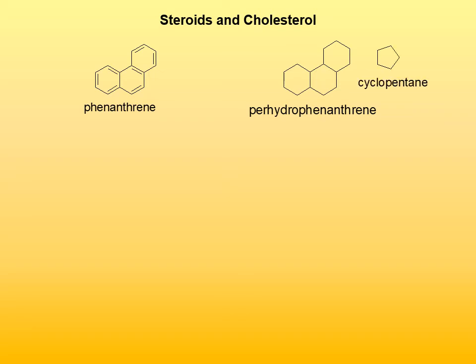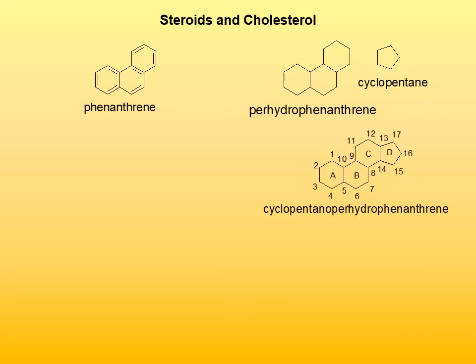And then, of course, you know what cyclopentane is. So when perhydrophenanthrene and cyclopentane structures are fused, we end up with the cyclopentanoperhydrophenanthrene structure. This structure contains 4 rings labeled like this, A, B, C, D, so that's the steroid designation, and numbering is as shown here.